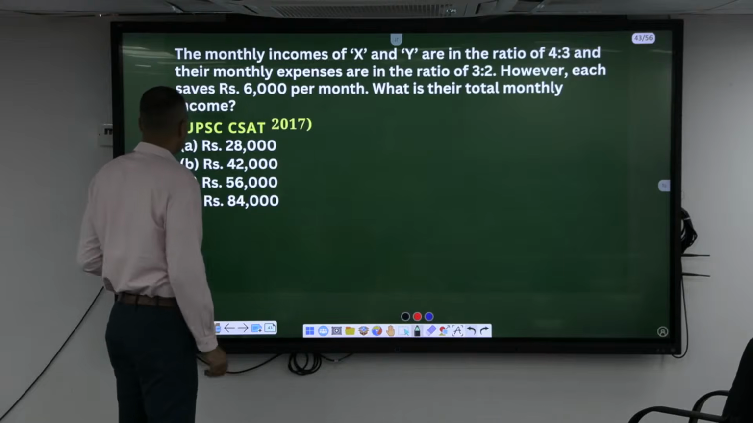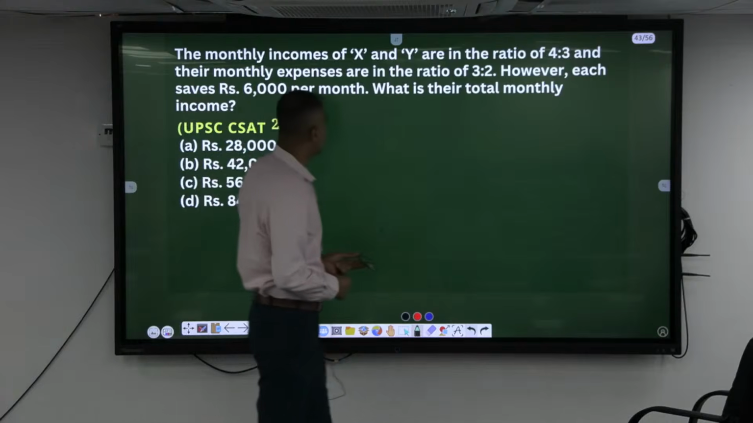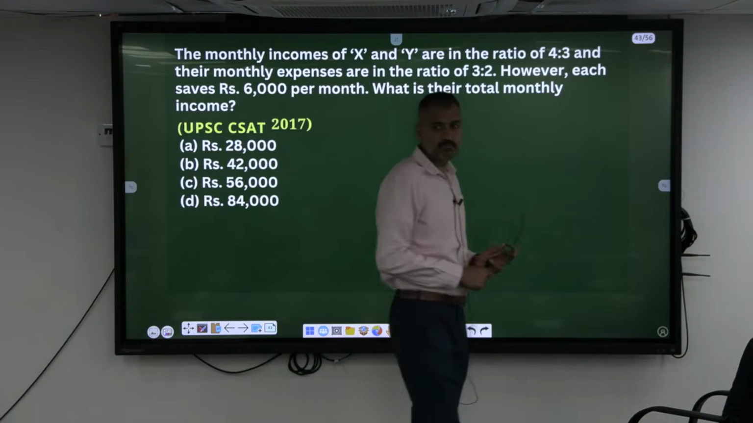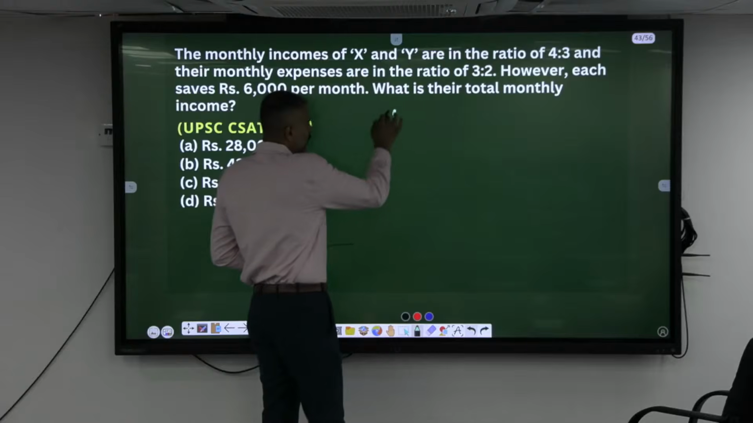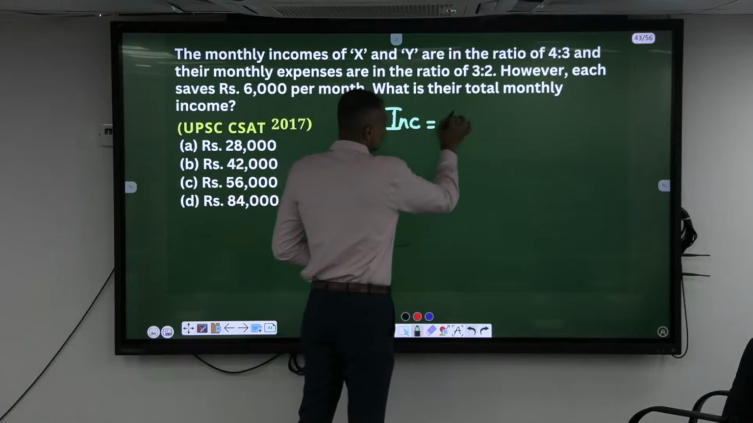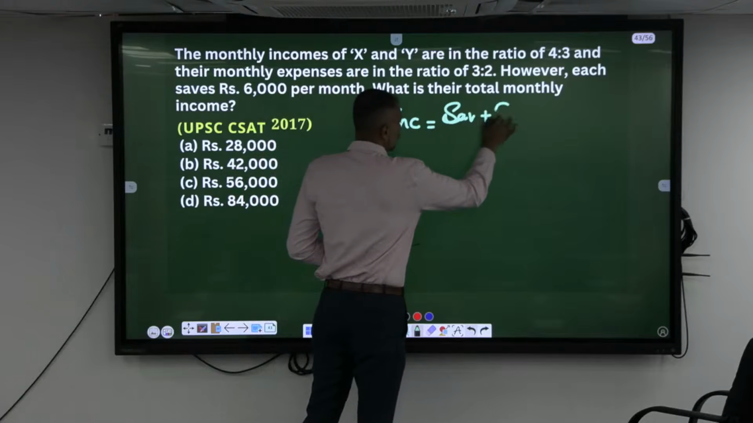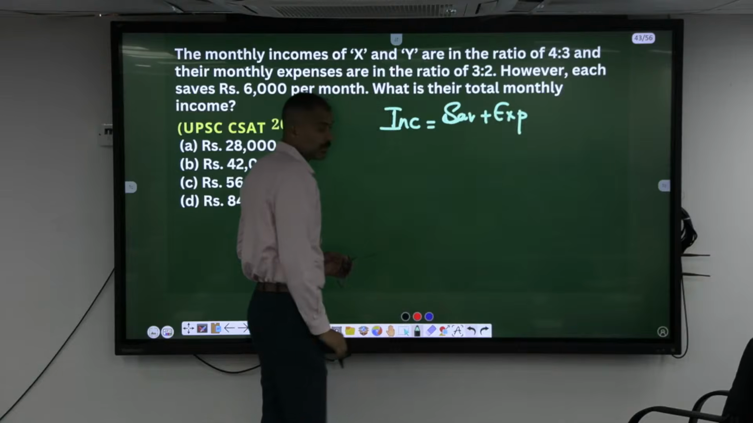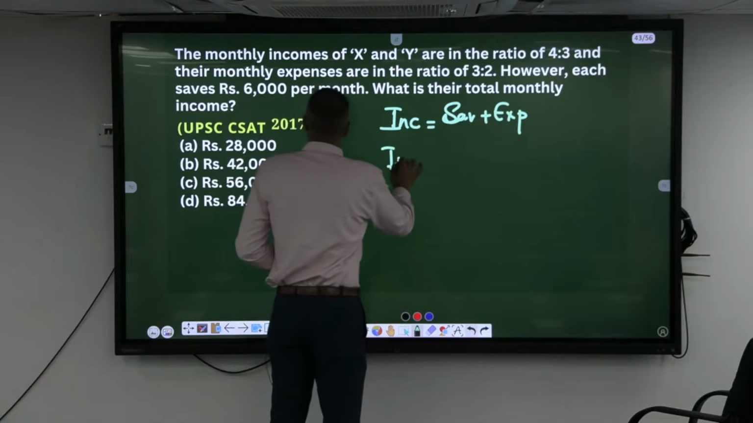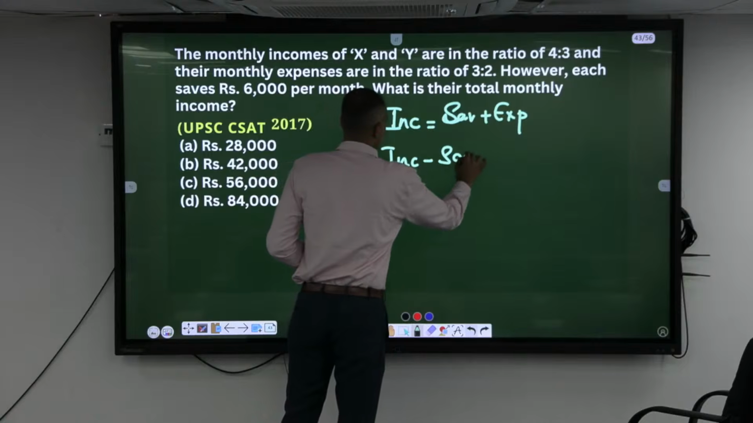The monthly income of X and Y are in the ratio 4:3. See, income is equal to what and what? Savings and also expenditure plus savings, right? Income minus savings is equal to what? Expenditure. What is the ratio of their income?